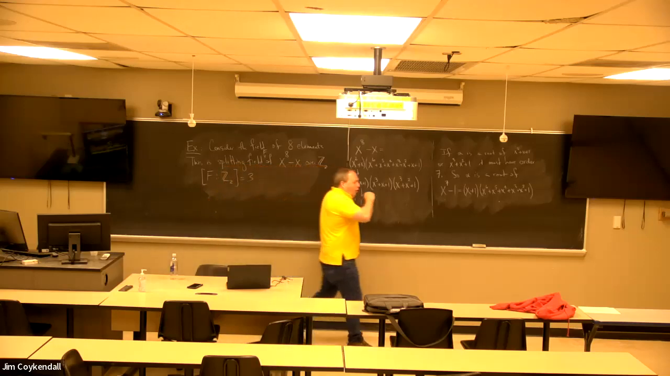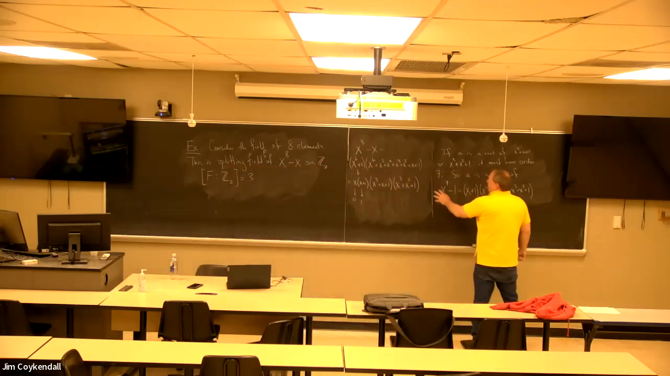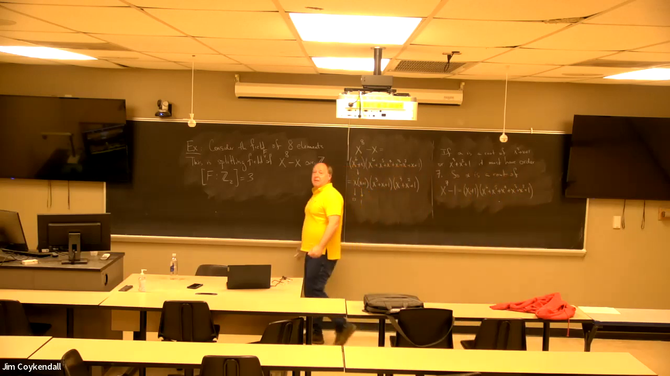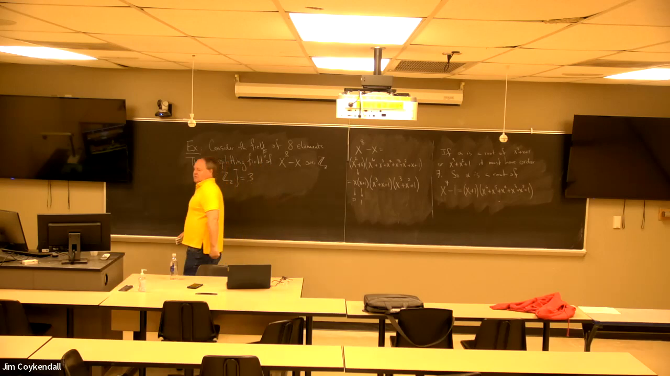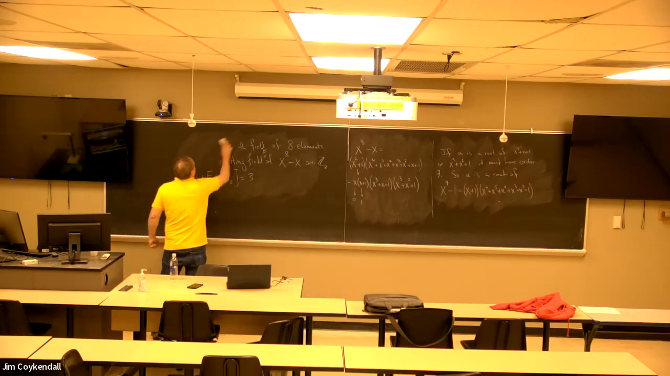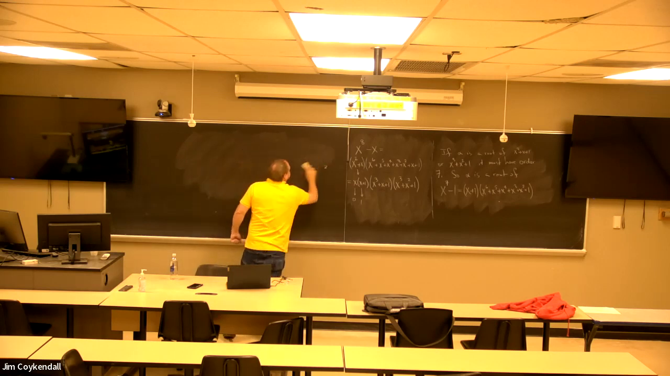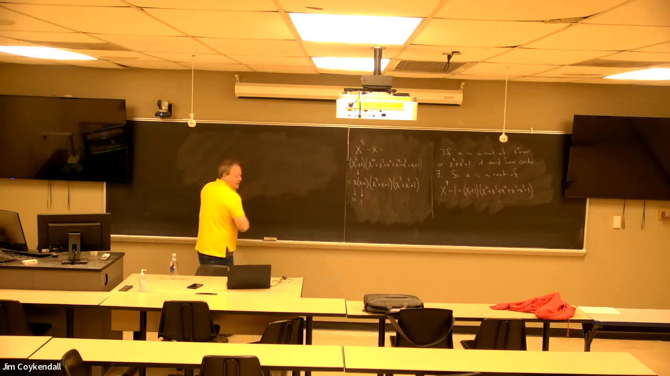Okay. You might try to do that just for fun: look at x to the 16 minus x and see if you can classify the elements by their orders. And this is pretty predictable. See if you can make it come full circle. Here's something else.